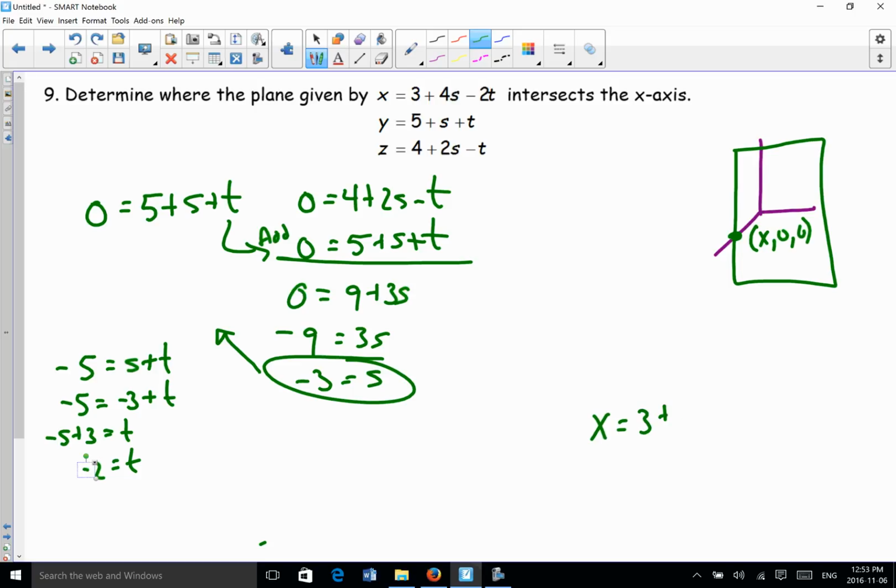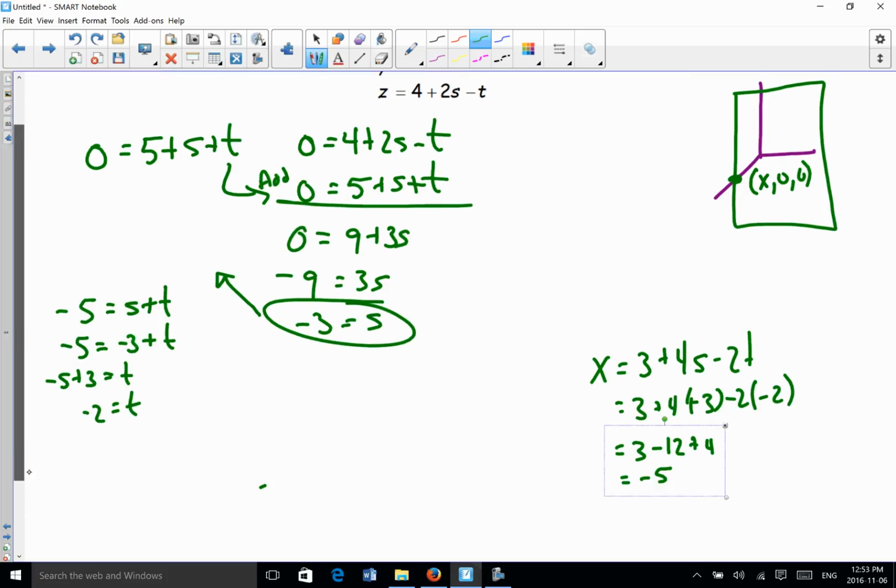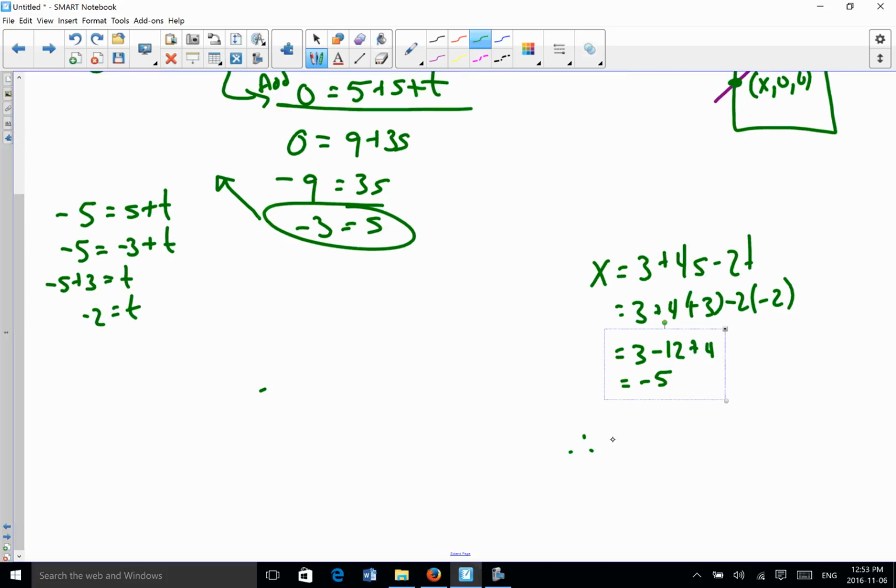X is equal to 3 plus 4s minus 2t. But we know what s is now. S is negative 3. And t, we just figured is negative 2. So we end up with 3 minus 12 plus 4, which is negative 5. So our plane is going to intersect the x-axis at the point negative 5, and y was 0 and z was 0.